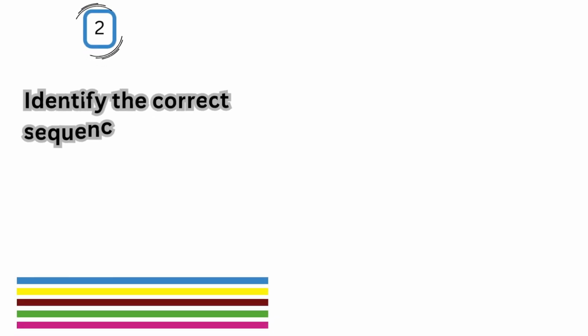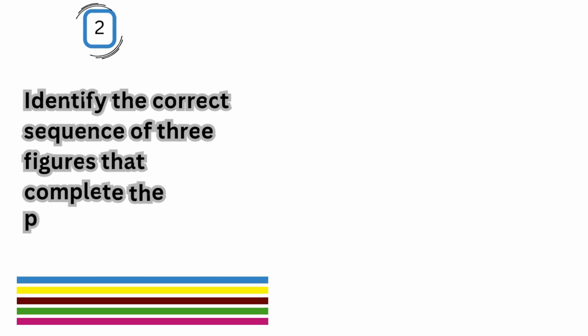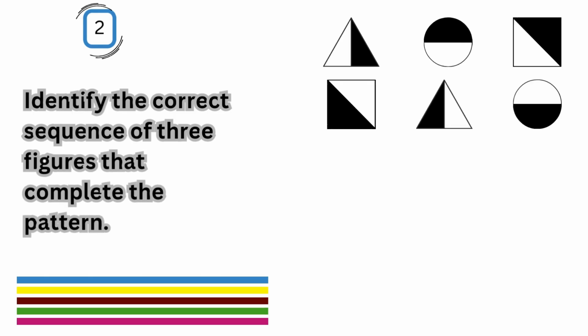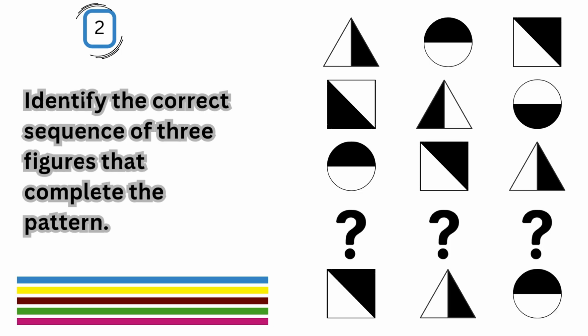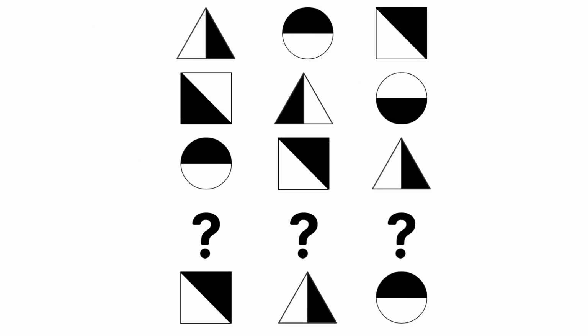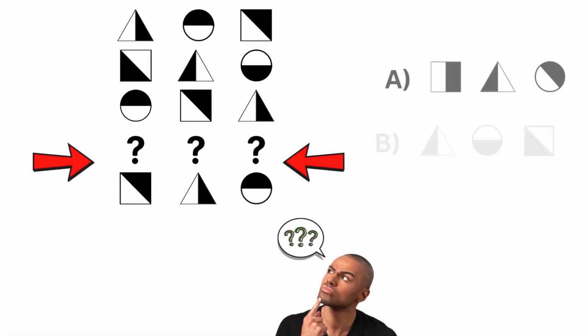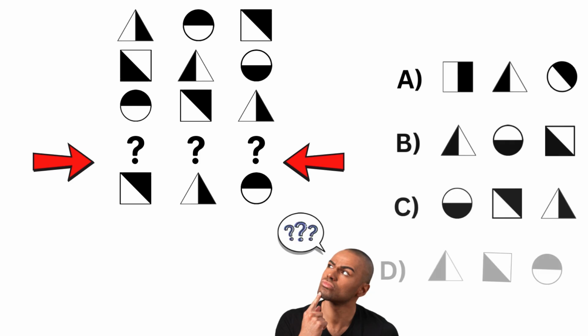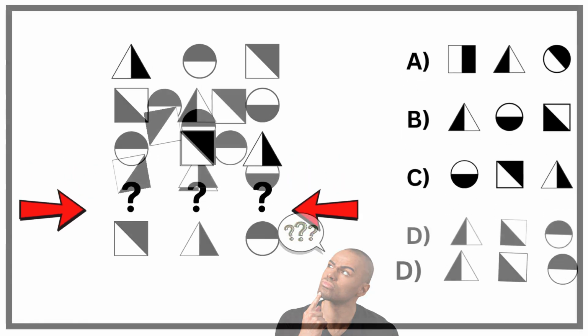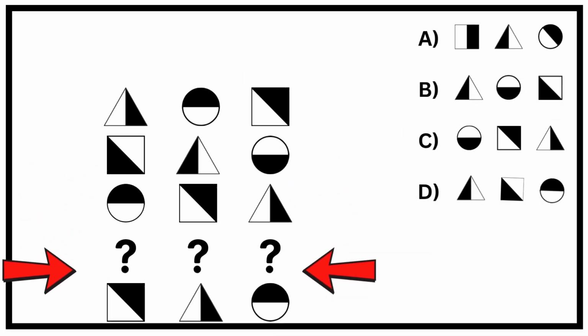Question 2. Our task is to identify the correct sequence of 3 figures that complete the pattern. All right, now let's test your observation skills. We're moving to the 4th row of this sequence. Which of these options, A, B, C, or D, do you think fits perfectly? Your time is ticking. You don't have long to decide. Which option are you locking in?